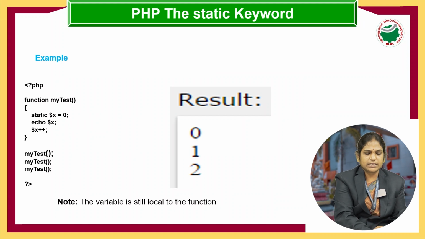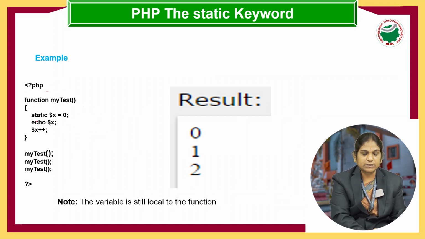So, here is an example: PHP function myTest and static $x equal to 0. While declaring the variable itself, we have to use the keyword static. Then echo $x, and $x plus plus. So, the first time when I am calling myTest, what will be the output?